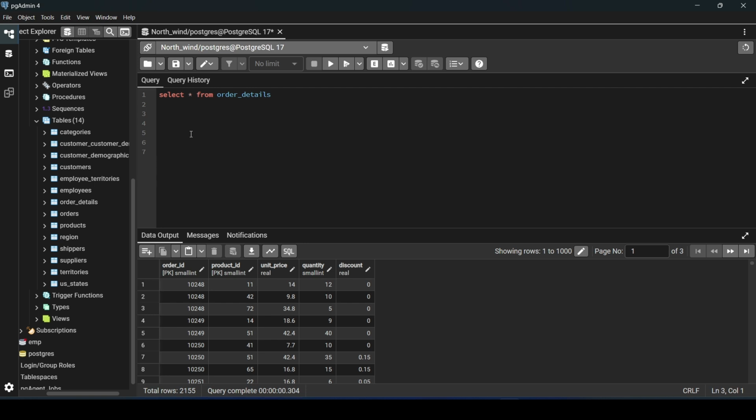we want to find out the order ID that has an average unit price of more than 30. We will solve this problem using the having clause and using the group by. First you will select order ID and unit price, average unit price. We want to find out the average unit price.